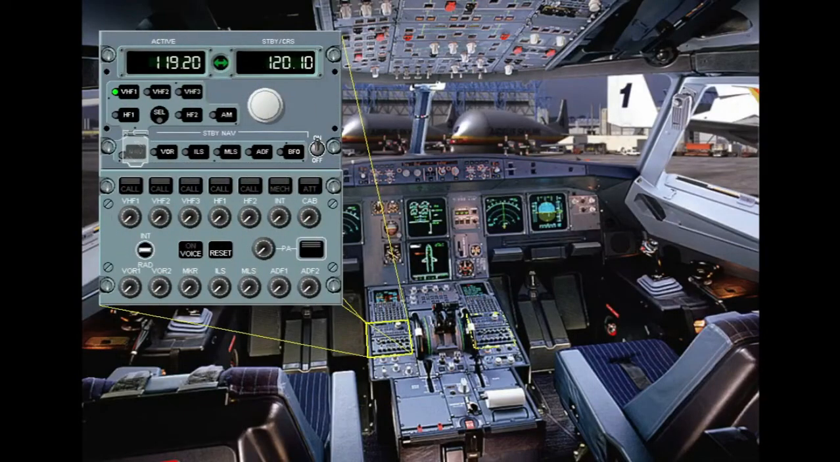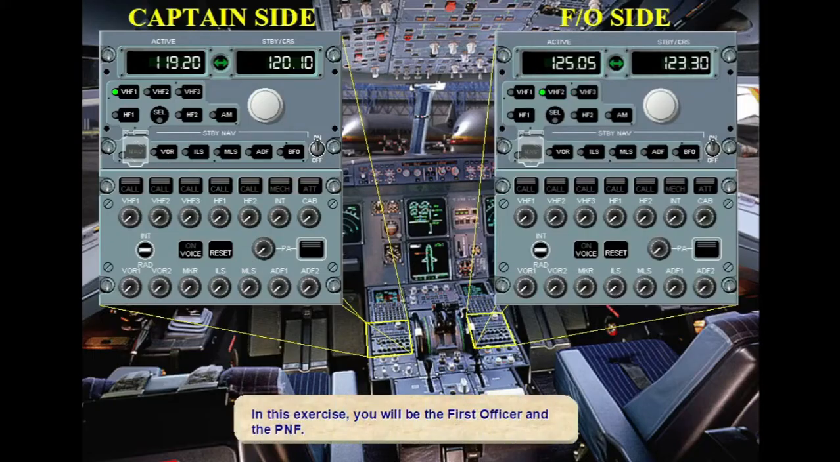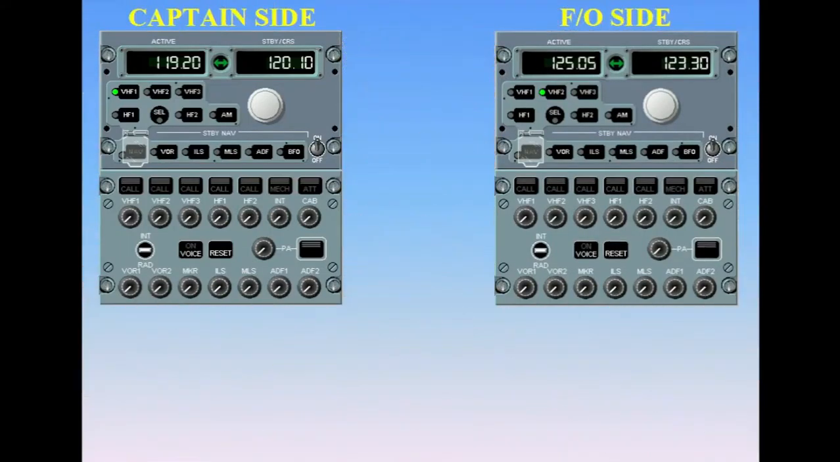In this exercise, you will be the first officer and the pilot not flying. In order to communicate with ATC, you will tune the VHF-1 radio. You can easily do so by selecting VHF-1 on RMP2. Select VHF-1 on RMP2.